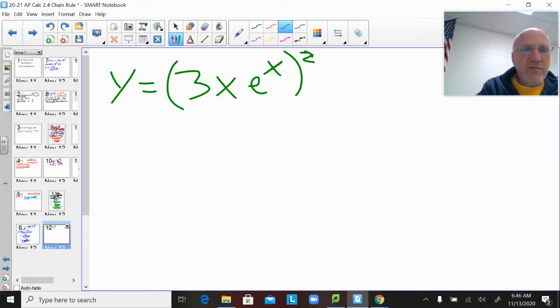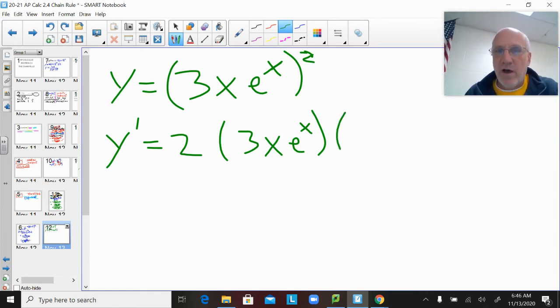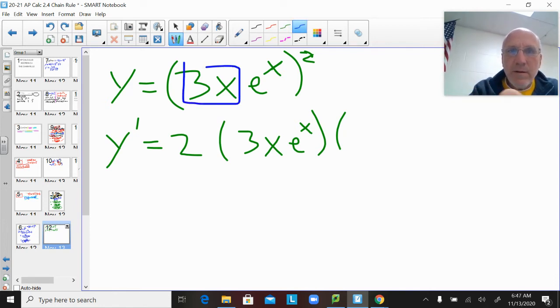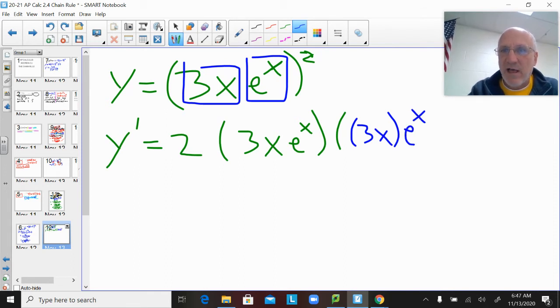So the derivative, this is the chain rule. The derivative of something to the second power is 2 times that something to the first power. I'm not going to put that 1 there, but it is the first power. And then times the derivative of the inside. And that inside is a product. Now we have to product rule this, which is the first times the derivative of the second. Remember, the derivative of e to the x is itself, plus the second, which is e to the x, times the derivative of the first, which is 3.